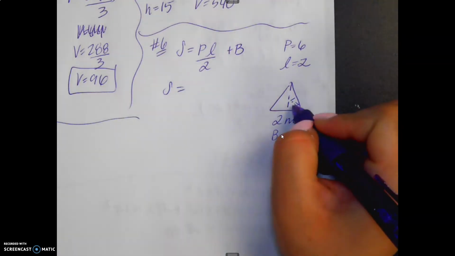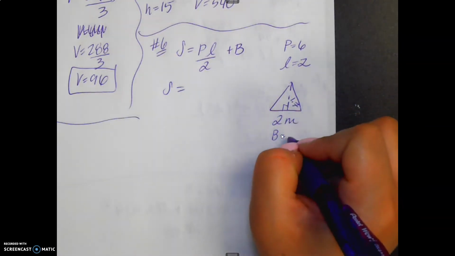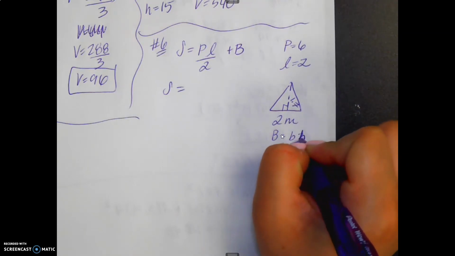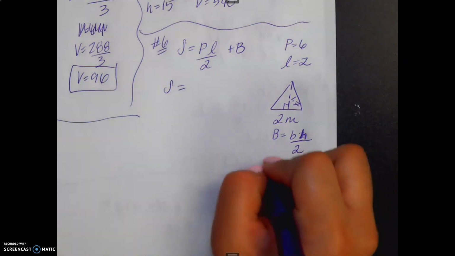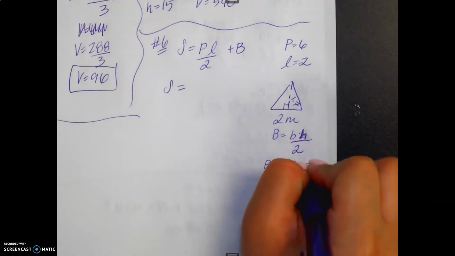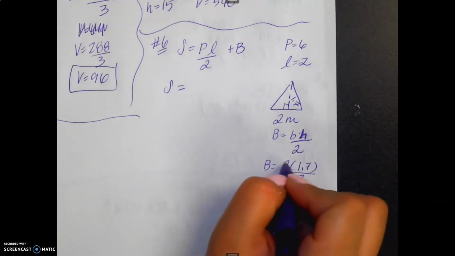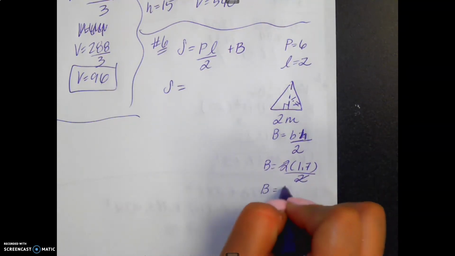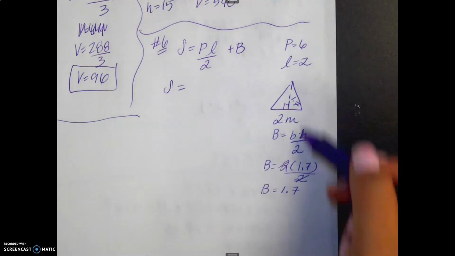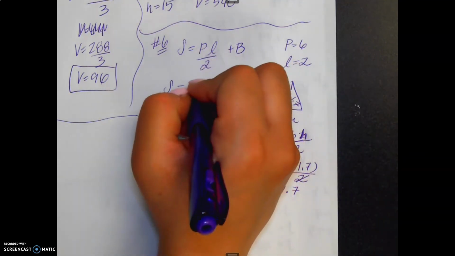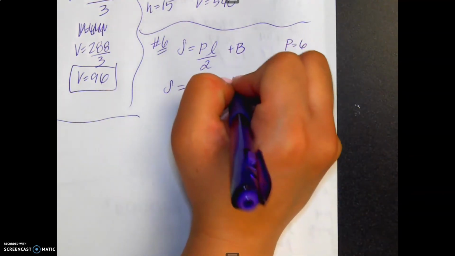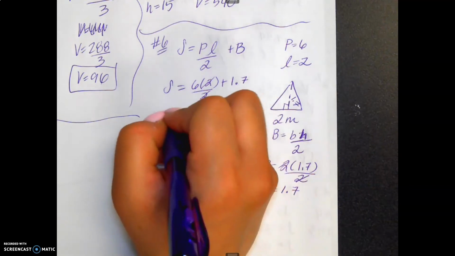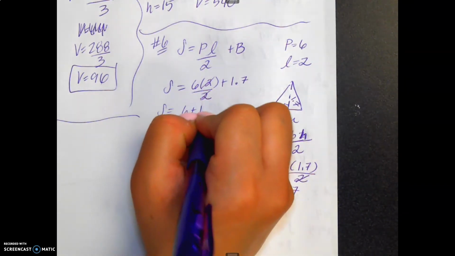Now big B is the area of this triangle here, and it's base times height divided by 2. I was thinking about 2, and I wrote it. Making sure I write the right number this time. So that's 2 times 1.7 divided by 2. The 2's cancel out here, but big B would be 1.7. So now I have everything I need in my formula. P is 6 times my slant height, 2 divided by 2, plus 1.7. My 2's cancel, and I get 6 plus 1.7.